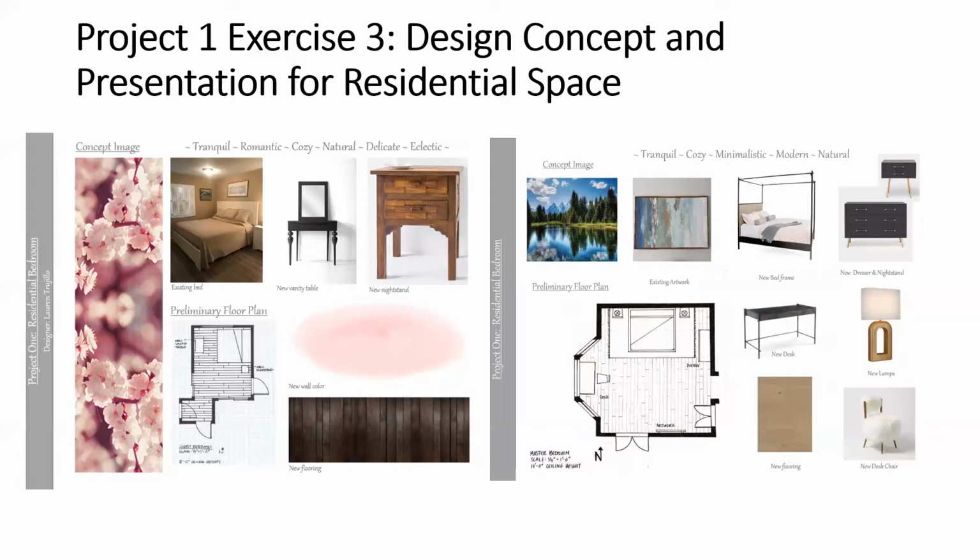Okay, you can see that we also have a concept image on the left presentation, as well as, based on the requirements of the assignment, all of the things that are needed. So if you look at the assignment, the first thing that you need to do is select two new pieces of furniture for this space. And you can see I've selected a new vanity table and a new nightstand. And I selected those from the list of resources that's provided in the assignment.